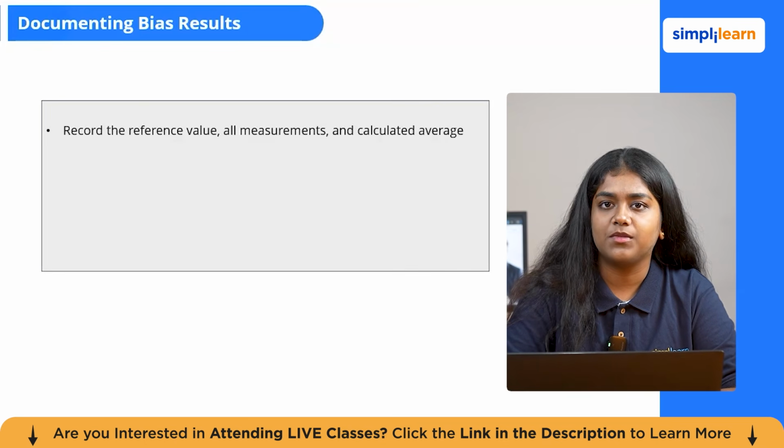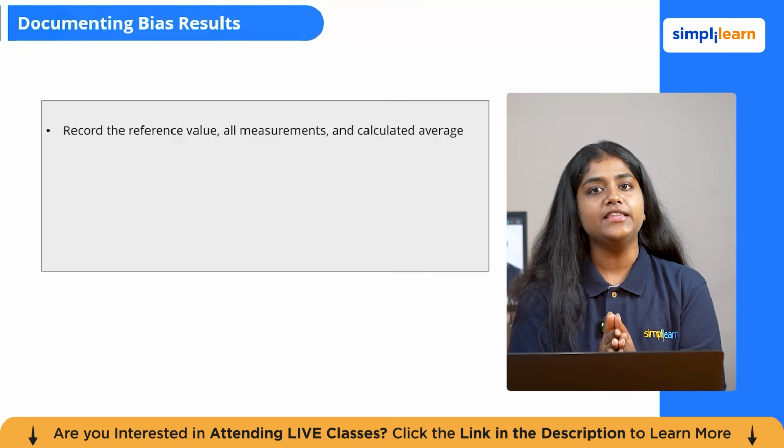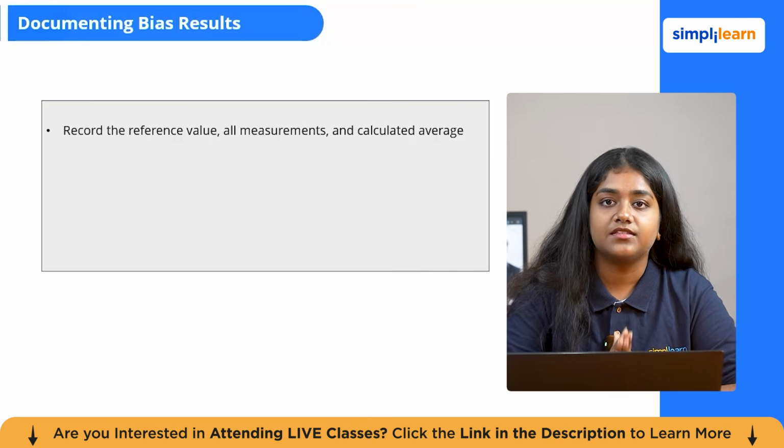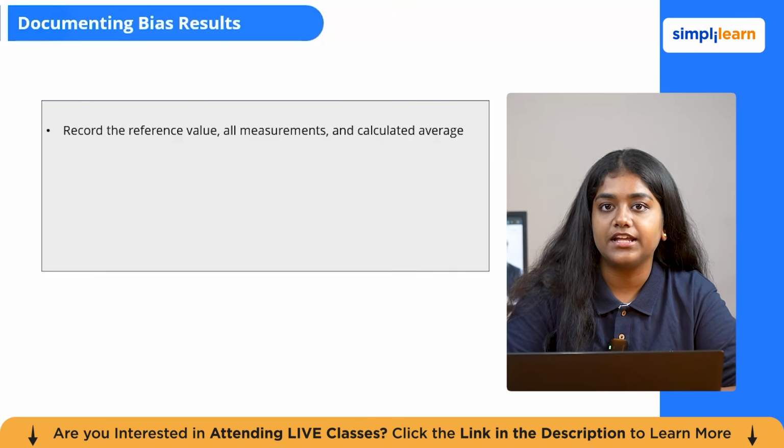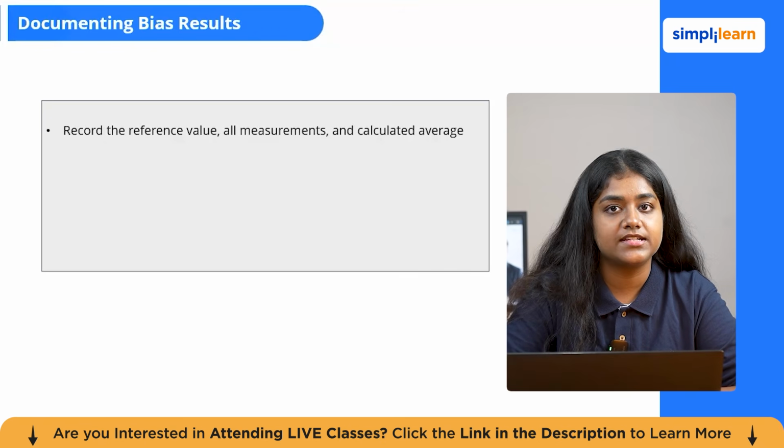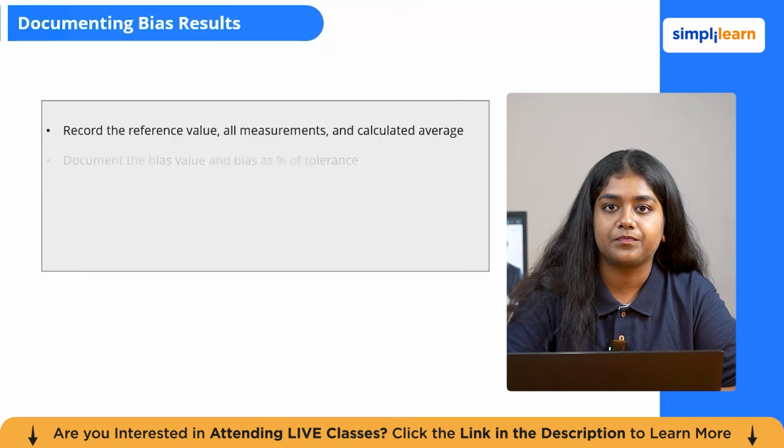Record the reference value, measurements, and average. Document the accepted reference value first. Then record every repeated measurement taken during the bias study. Finally, calculate and record the average of all the measurements. This provides the basic data needed to evaluate the gaps.